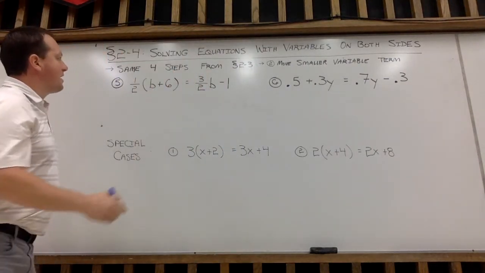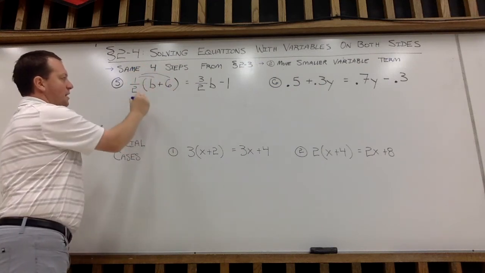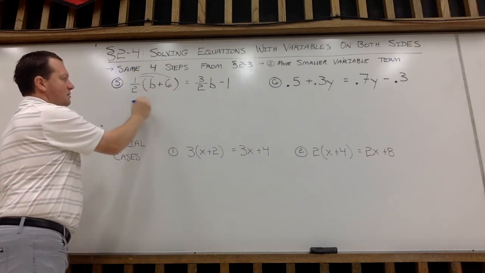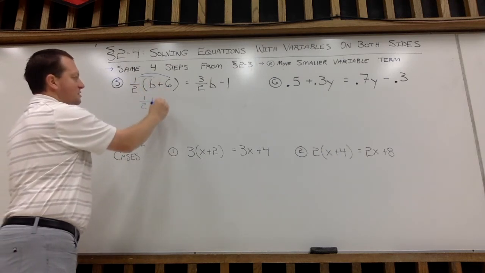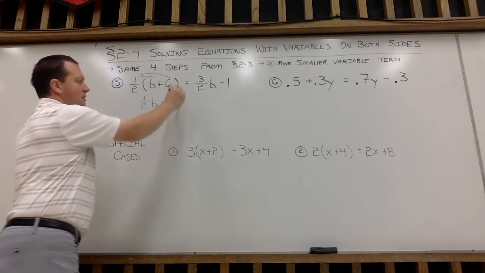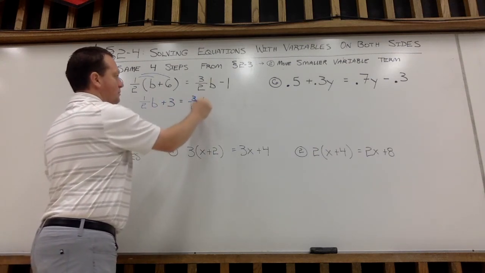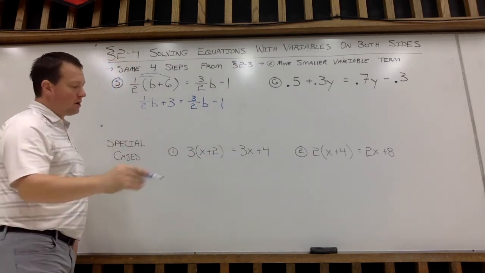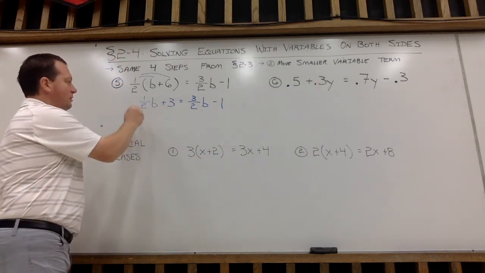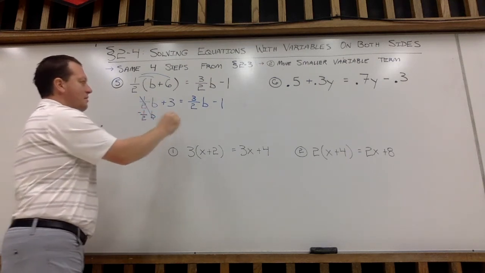Example 5, I have this distributive property operation again. So I've got 1/2 times b, 1/2 b, and then half times 6. Half of 6 is 3. That's going to equal 3 over 2 b minus 1. So I've got some fraction action here, no problem. I'm going to move the smaller fractional b, so I'll subtract 1/2 b from both sides.